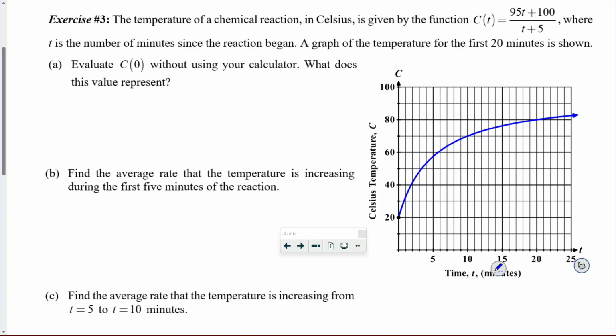The temperature of a chemical reaction in Celsius is given by the function C of t equals (95t plus 100) divided by (t plus 5), where t is the number of minutes since the reaction began. Again, very important, t is time in minutes since the reaction began. A graph of the temperature for the first 20 minutes is shown. Letter A. Evaluate C of 0 without using your calculator. What does this value represent?